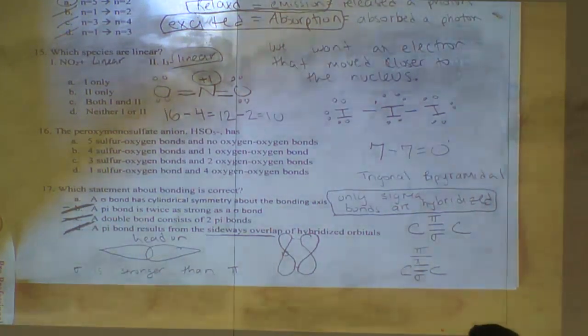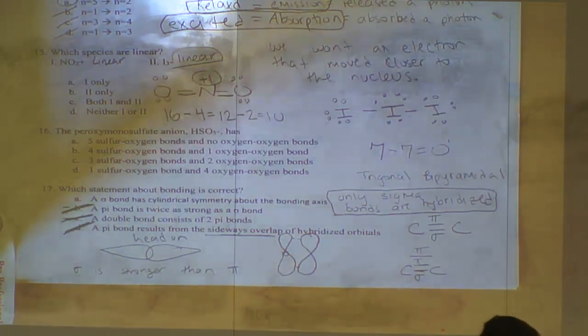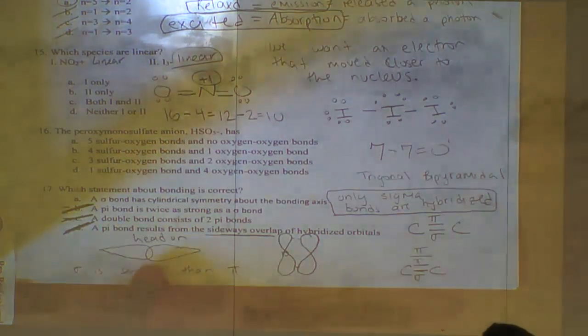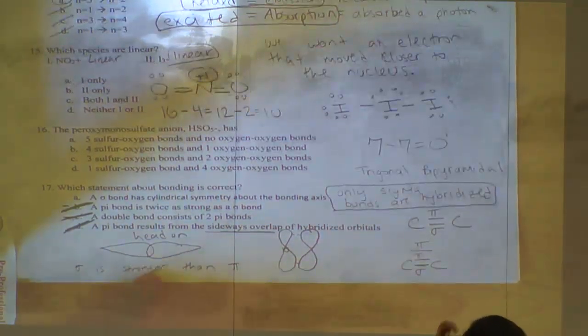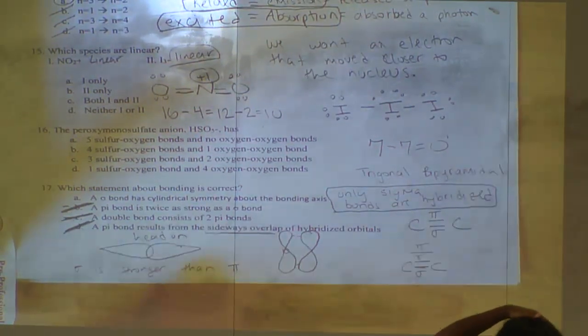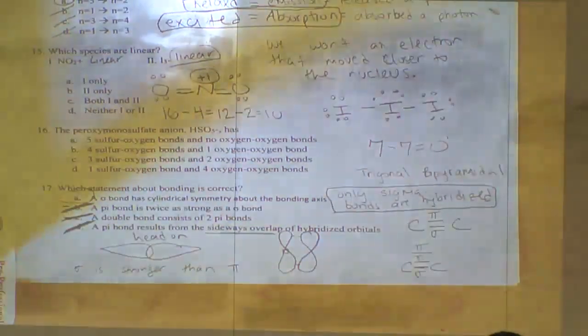So that leaves us with A, which, like, what the heck? A sigma bond has cylindrical symmetry about its bonding axis. No one talks like that, right? At best, if you want to memorize that, they're kind of cylindrical, how they come head on. It kind of makes a cylindrical shape, but for the most part, you want to know what isn't correct for this problem.